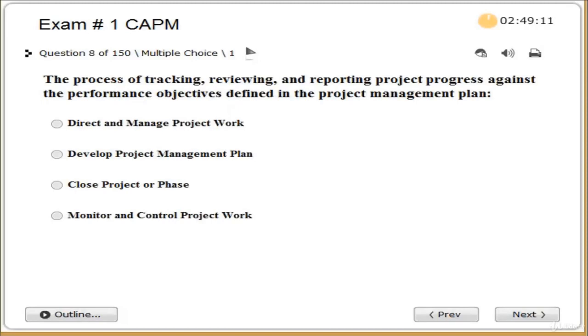The process of tracking, reviewing, and reporting project progress against the performance objectives defined in the project management plan. Direct and manage project work. Develop project management plan. Close project or phase. Monitor and control project work.